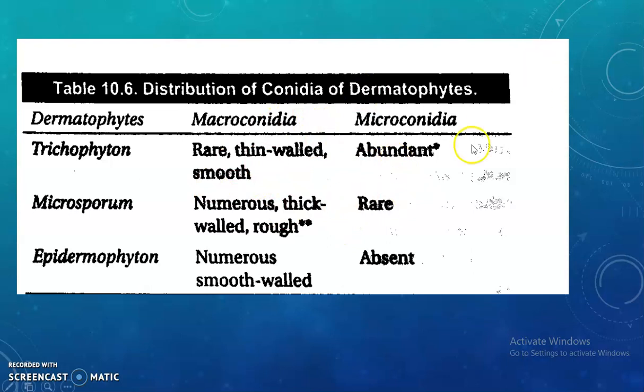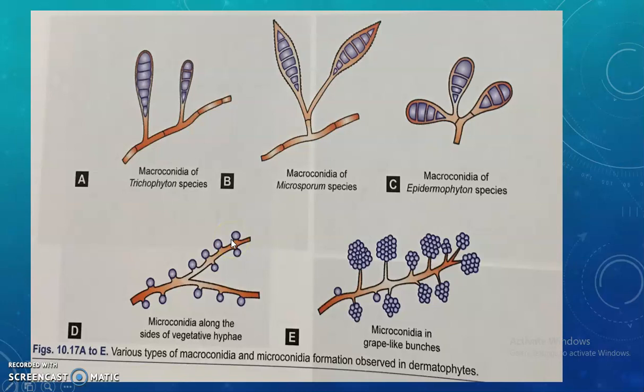In Trichophyton, macroconidia are rare, thin-walled, smooth, but microconidia are abundant. In the case of Microsporum, macroconidia are thick-walled, rough and numerous. Microconidia are rare. Epidermophyton, here also we can see numerous smooth-walled macroconidia, but microconidia are absent. This is the macroconidia of Trichophyton species, and here Microsporum species and macroconidia of Epidermophyton species. This is the microconidia. Here we can see single microconidia or microconidia appearing in grape-like clusters.